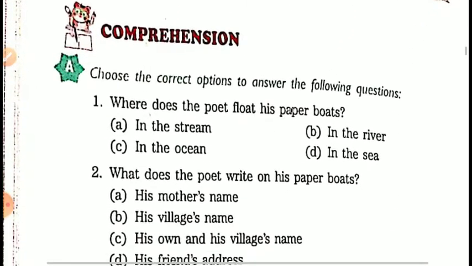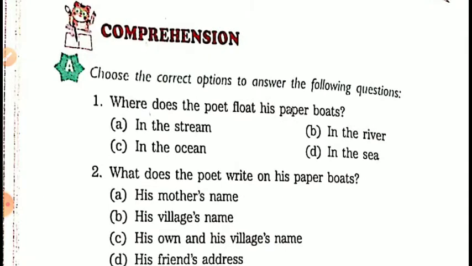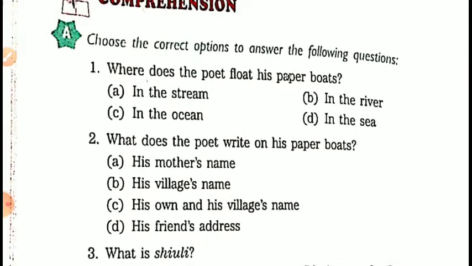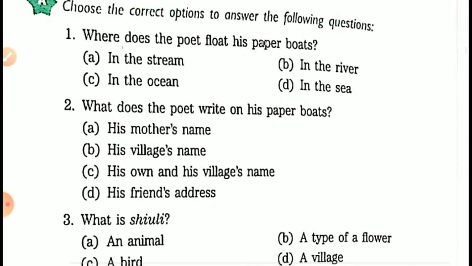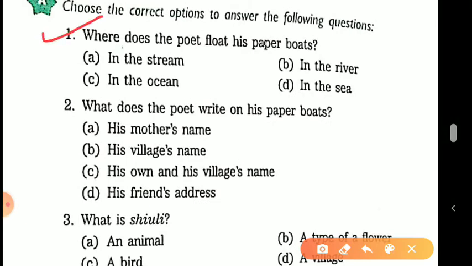Now students, I'll be explaining the comprehension. Exercise A of comprehension. Choose the correct options to answer the following questions. The first one. Where does the poet float his paper boats? Now, after listening to the poem and understanding, you all must be aware. Option A, in the stream. Option B, in the river. Option C, in the ocean. Or option D, in the sea. Where does the poet float his paper boats? Answer is in the stream. Option A, in the stream. So the answer will be the poet floats his paper boats in the stream.